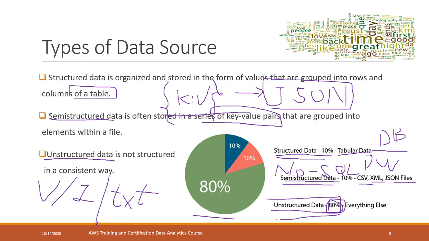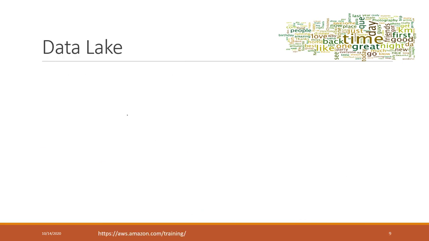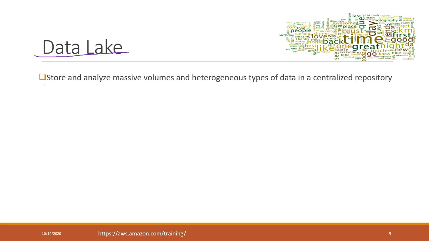But how about unstructured data? That's the majority of data that we have, but relational databases cannot handle it, data warehouses cannot handle it, NoSQL databases cannot handle it. And that is why we have the data lake. A data lake is used to store and also analyze massive volumes of heterogeneous types of data in a central repository. That is the idea of the data lake.